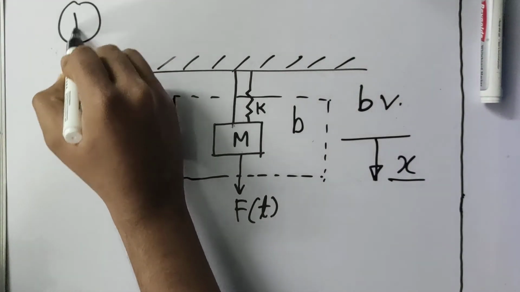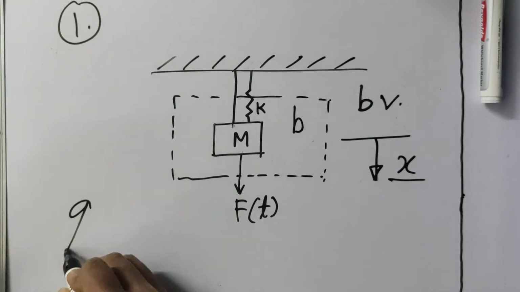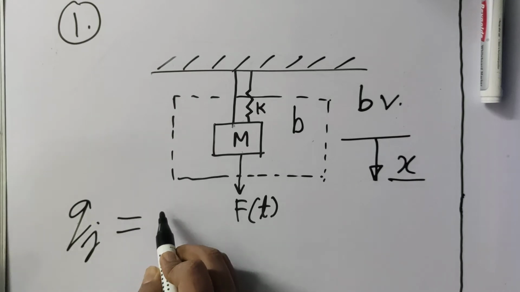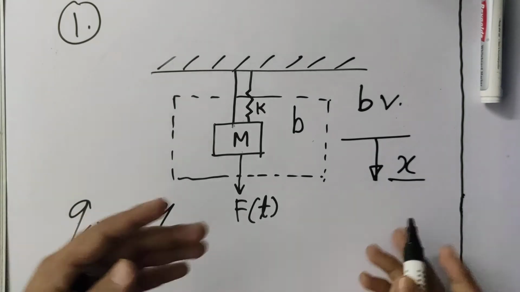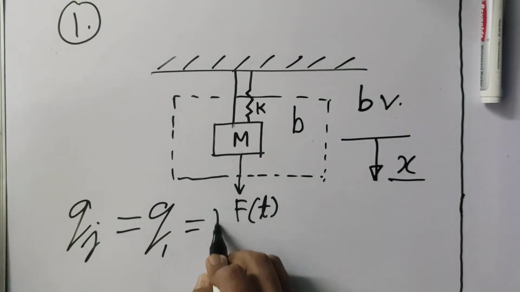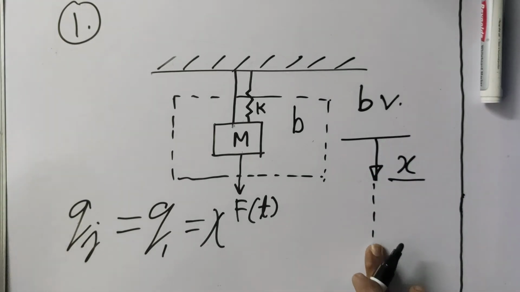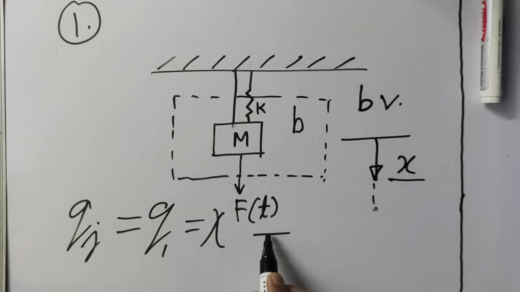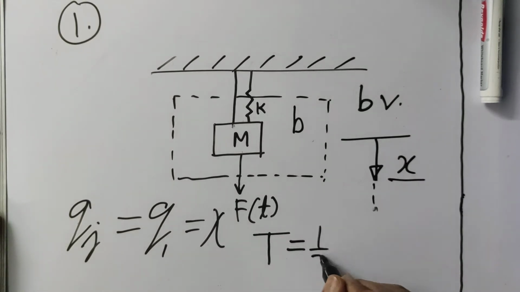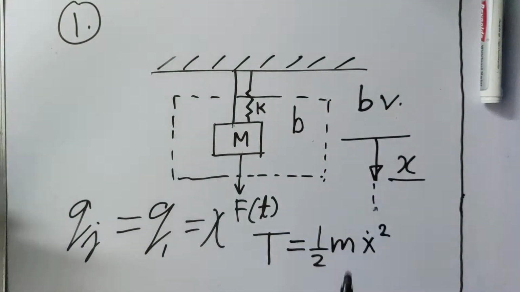This is our first problem. Now how do we proceed? So I write that my Qj is basically Q1. I have only one coordinate to describe the system, so j becomes 1, and that is x. This is the direction of the x-axis, vertically downwards. And let us write the total kinetic energy of the system. How much is it? Half m x dot squared. This is the kinetic energy of the system.